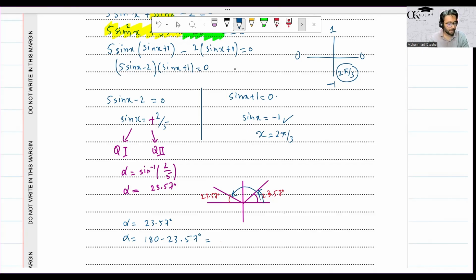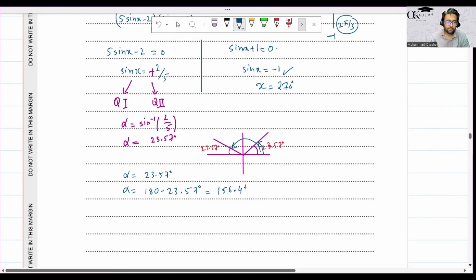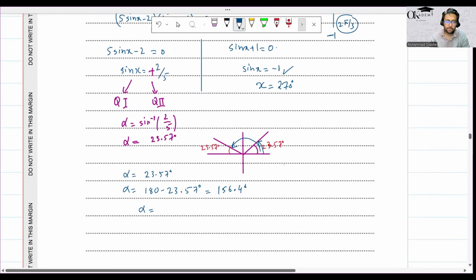Which is going to give me 156.4 degrees. And I can write the other as 270 degrees if I'm giving my answer in degrees. It's totally up to you. You can either give your answer in degrees. So in degrees, my answer is going to be 23.57, which if I'm writing in terms of 3 sig figs, is 23.6 degrees. The next is going to be 156.4 degrees and 270 degrees. These are my answers in degrees.